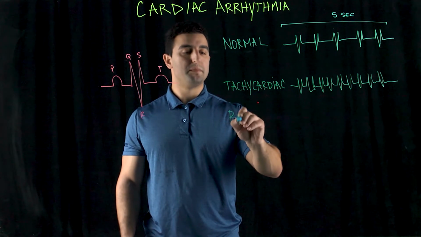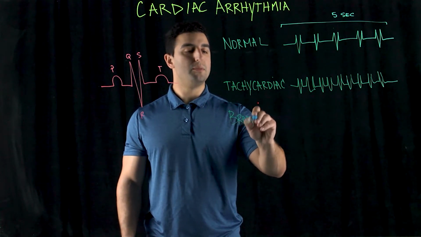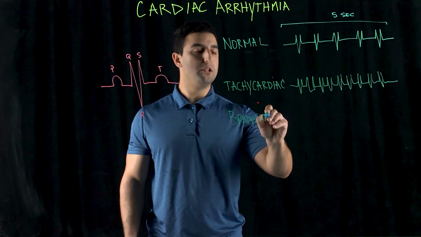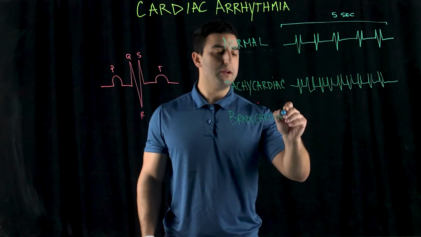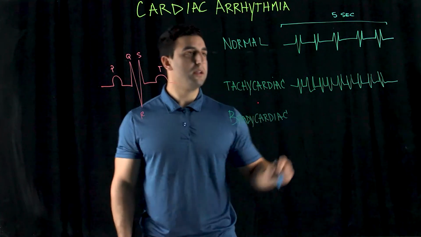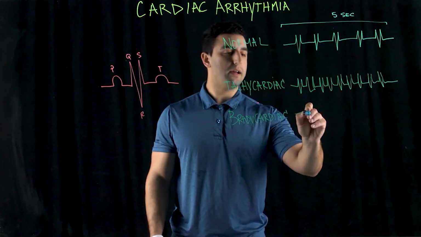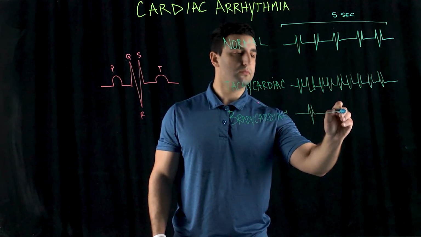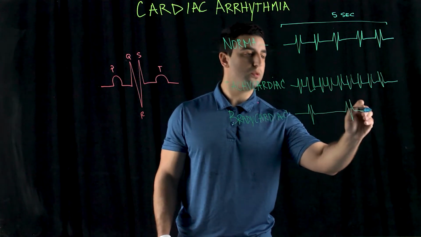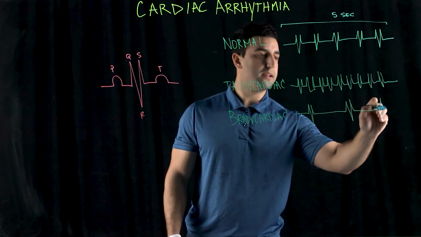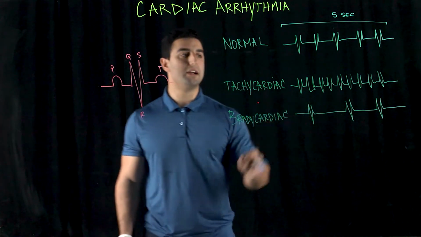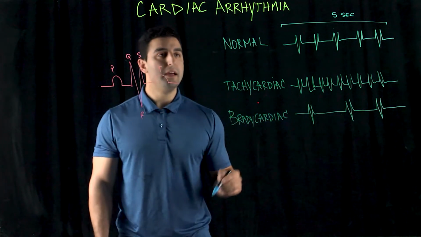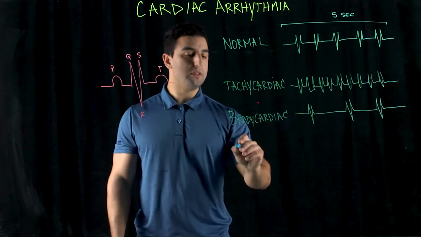Bradycardia, however, is the opposite. Bradycardia is an abnormally low heartbeat. So you have tachycardia, abnormally high, and bradycardia, abnormally low. What would this look like? We can have our rhythms showing here that over the 5 second span, you have about 5 actual sinus rhythms taking place.